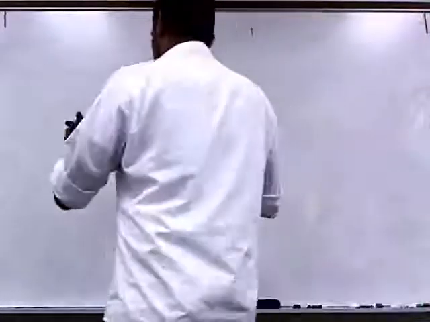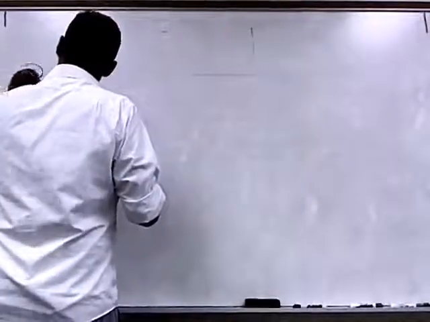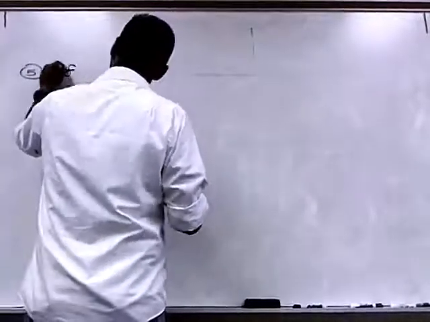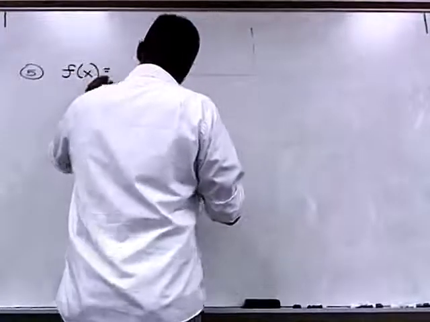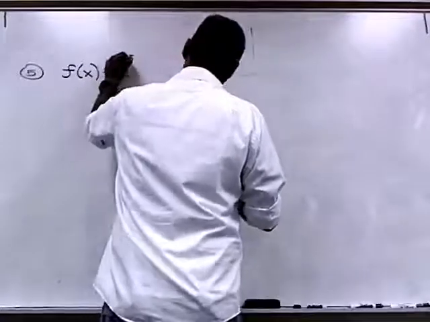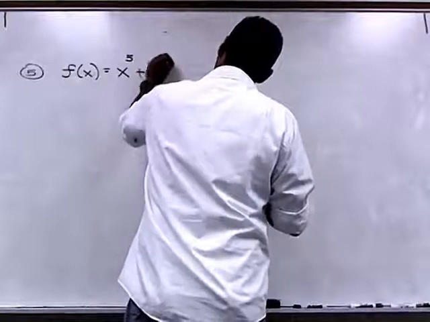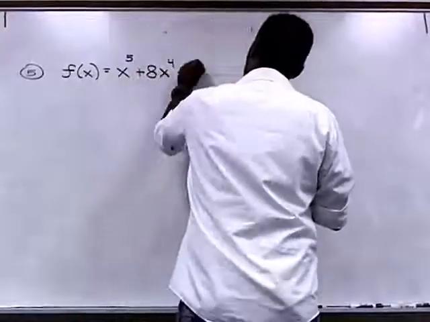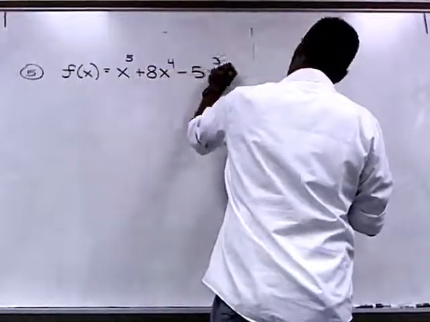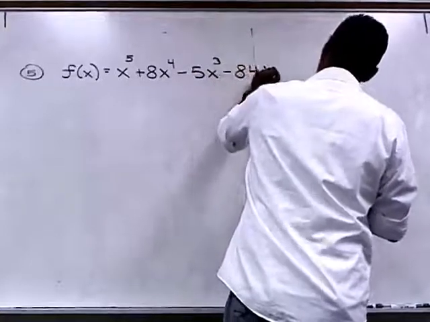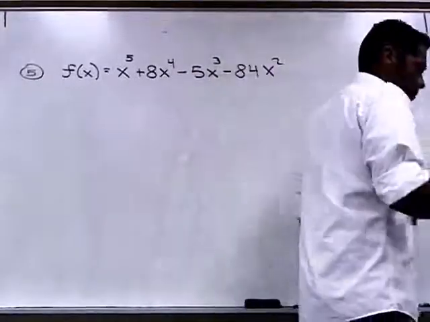All right, moving along. Number 5. So now we're trying to sketch x to the 5th plus 8x to the 4th minus 5x cubed minus 84x squared. What type of function is this?